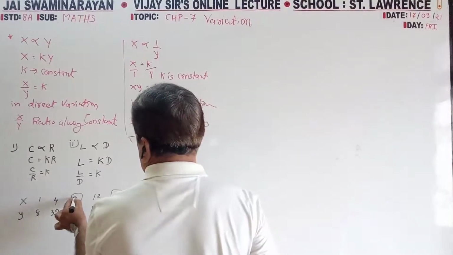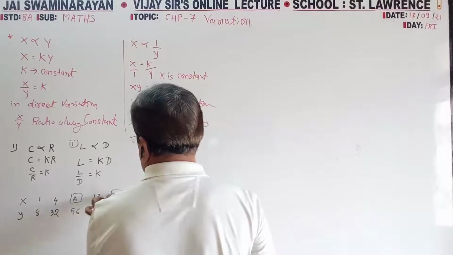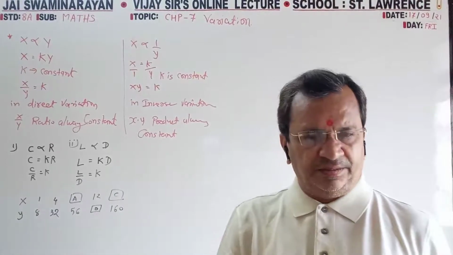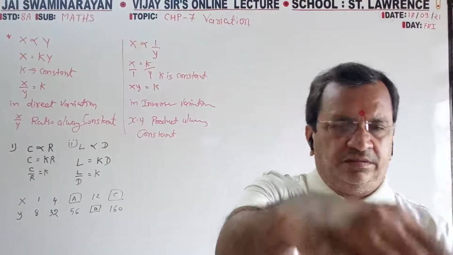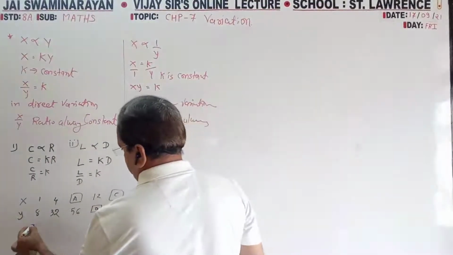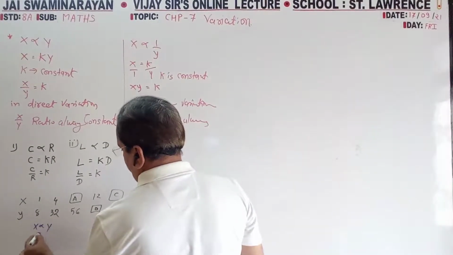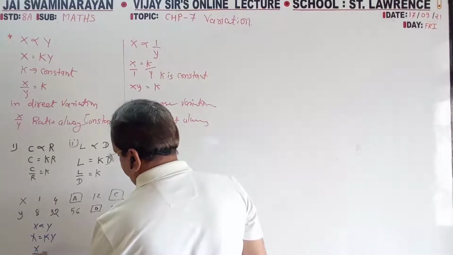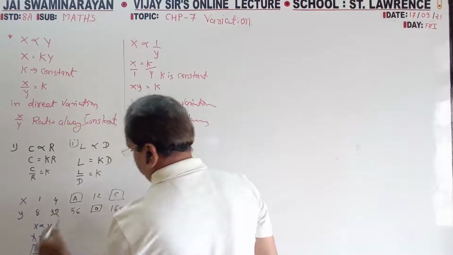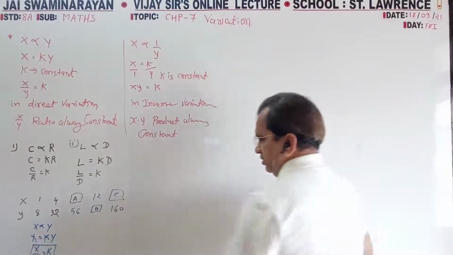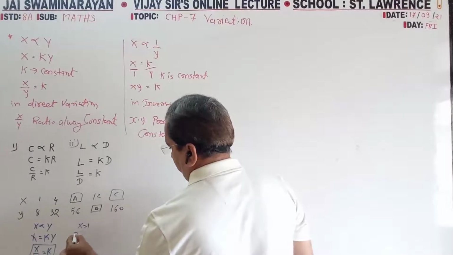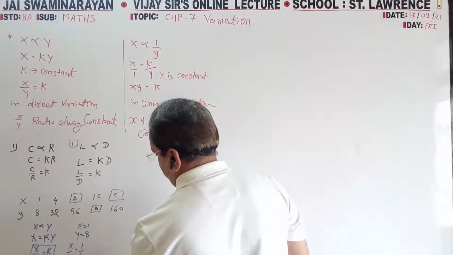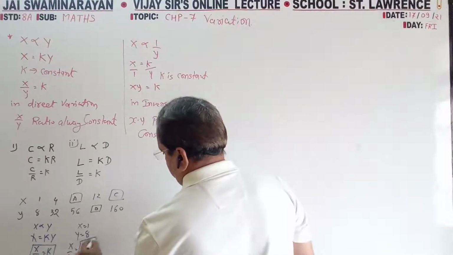This is A, this is B, this is C. Already they have given that X is proportional to Y. X is equal to KY. X by Y is equal to K. Correct? So X is equal to 1, Y is equal to 8, X by Y, it is 1 by 8, it is K. Now you got K.